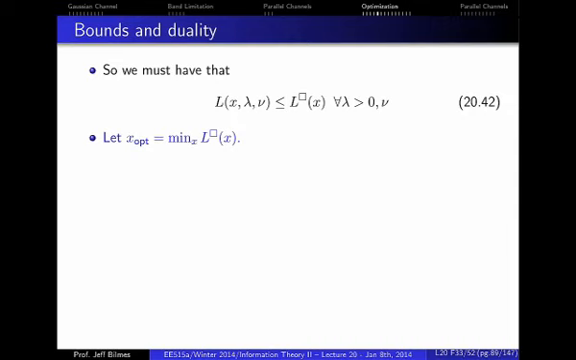Then also we have that opt is equal to the min over x of this hard constraint version of the Lagrangian. Excuse me, L box is the hard constraint version of the Lagrangian. And when we take the minimum over x, anything that violates the constraint is going to be infinite.